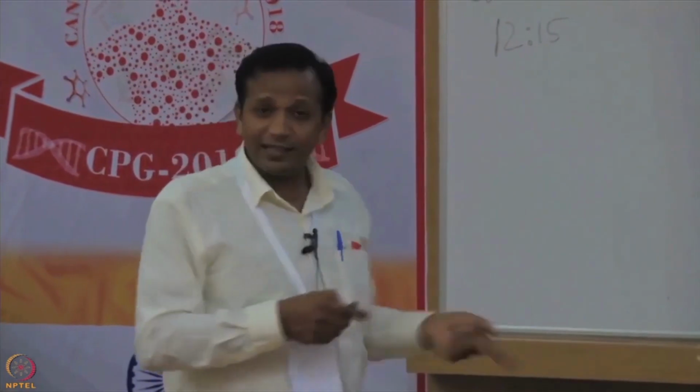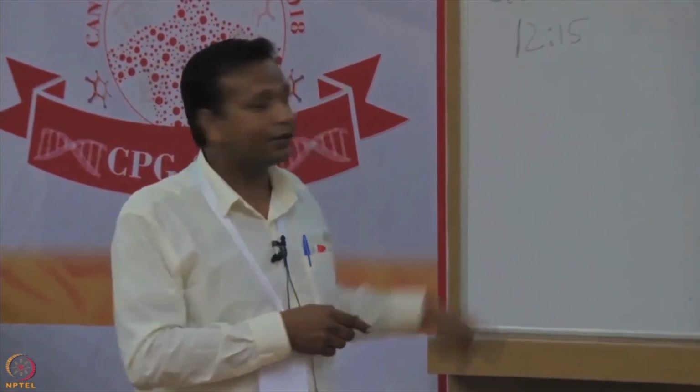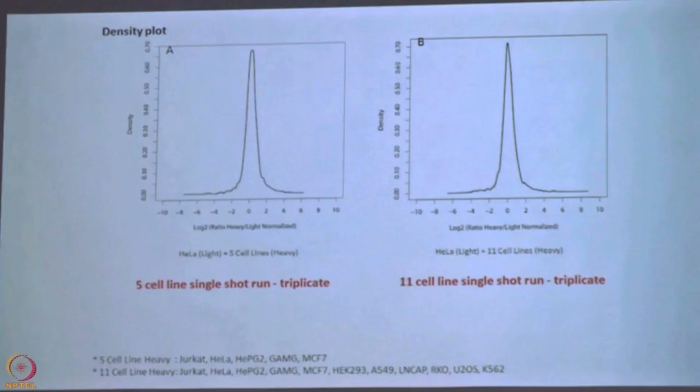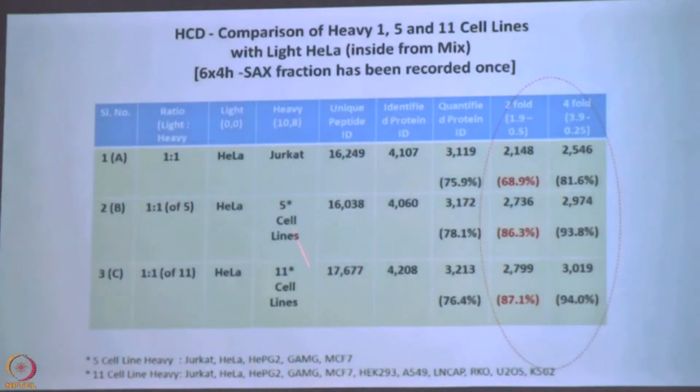But this HeLa is inside the 5 cell line and 11 cell line mix. With this you plot, you have learned all the R and all these things today. By plot you can see that the 5 cell line is not that sharp, the 11 cell line is much sharper. That means quantitation is better when you have multiple cell lines, and the chances to find that protein are very high. Same things you do with HCD, 1, 5, 11 cell lines, and you will get different types of things, and we are fine here.